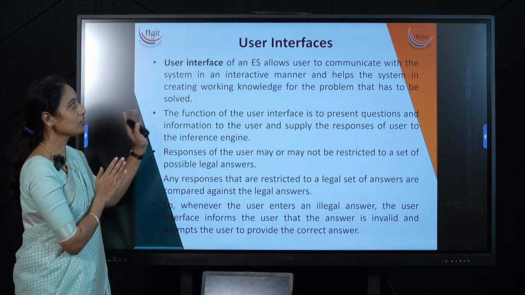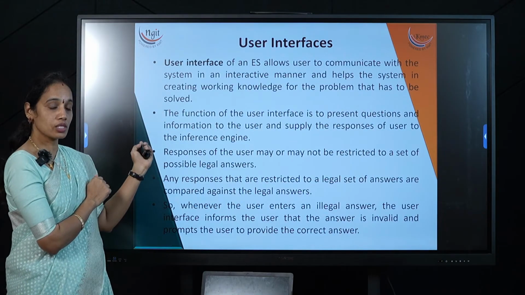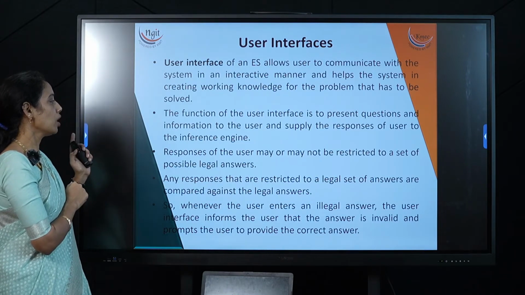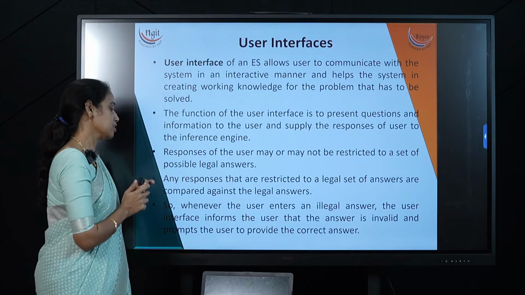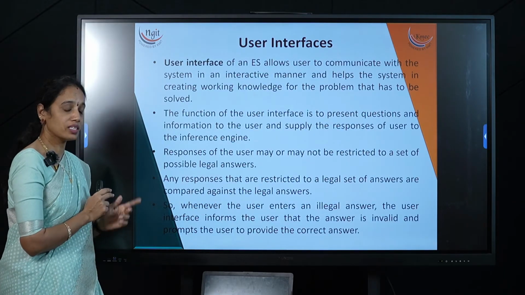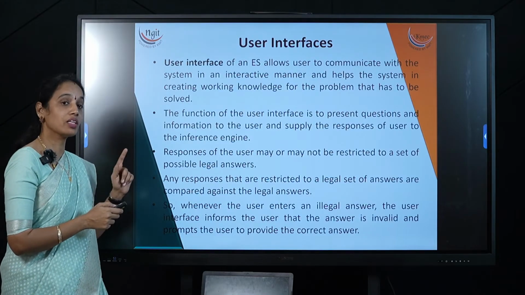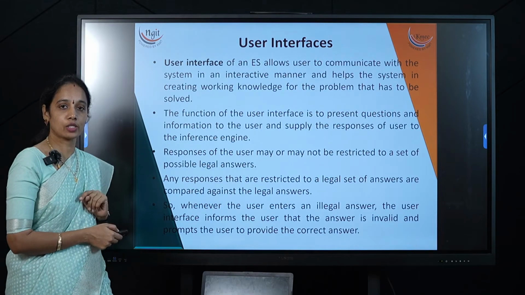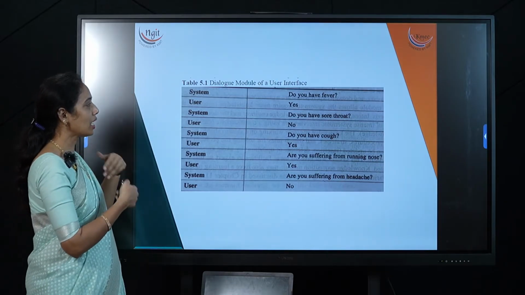So here the function of the user interface is to present questions and information to the user and supply the responses of the user to the inference engine. Okay. The responses of the user may or may not be restricted to a set of possible legal answers. That means whenever the user enters an illegal answer, the user interface informs the user that the answer is invalid and prompts the user to provide the correct answer. Such cases are also taken care of by the user interface in an expert system. See, this is the dialog module of a user interface, like we are interacting with the system.